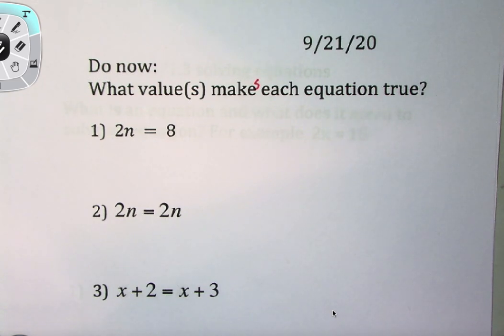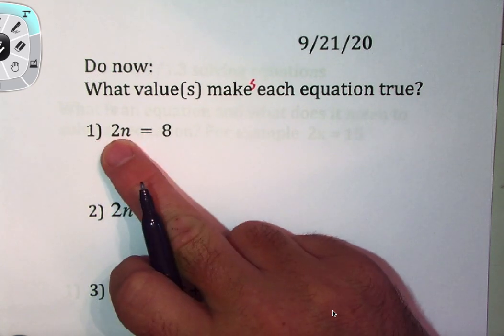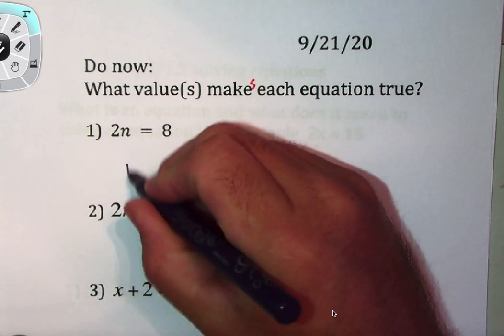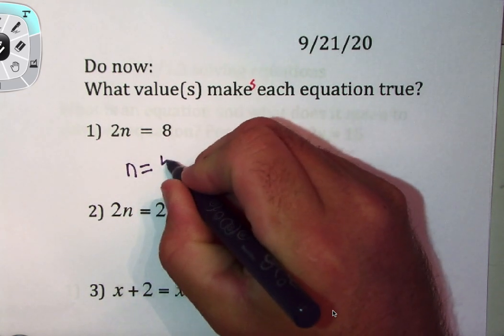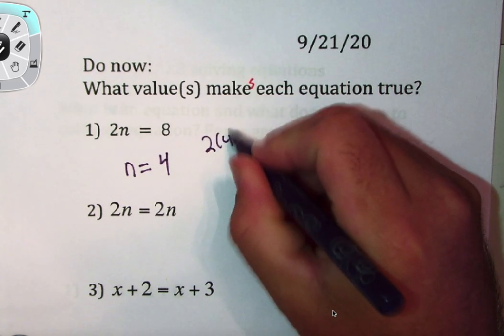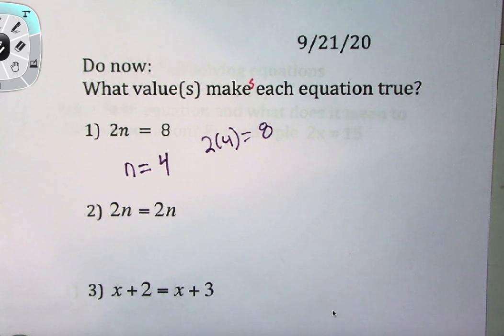So what values make each equation true? Well, if we read the first equation, it's 2 times a number equals 8. So what can I put in for n that makes it true? I'm sure many of you would have said 4, and I'd say why, and you would say 2 times 4 equals 8. Great.